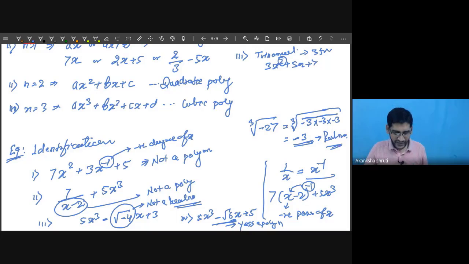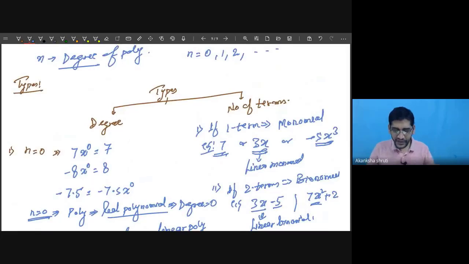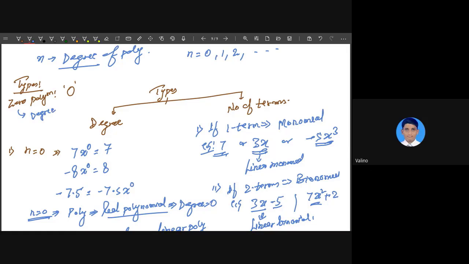Now, student, there is one more small thing that you need to know. There is one thing called zero polynomial. Okay, student? Zero polynomial. What is this zero polynomial? Zero itself is called the zero polynomial. Getting, student? Why? Because the value is zero, that is one thing. But what is the degree of this? So degree. Not defined. Good.